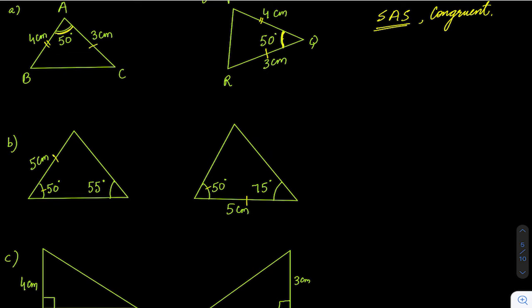But if you look closely, if you try to find the third angle: this first angle is 50, second is 55. So we can find the third angle because we know the sum of all the angles in a triangle is 180. So what is this? 105. So this angle should be 75 degrees. And similarly, I can say this angle should be 55 degrees. So now all the angles are equal, and one side is equal. So I can use here ASA, angle side angle.